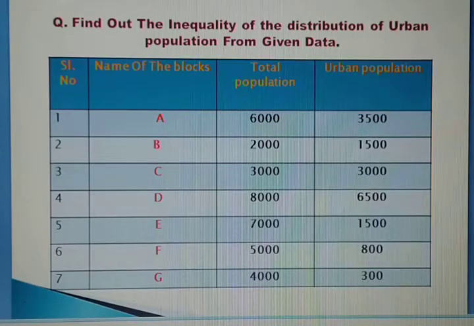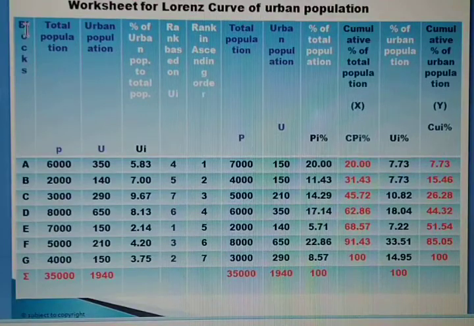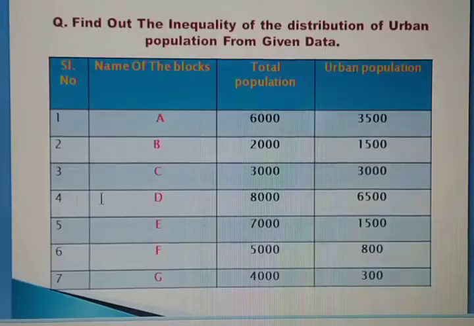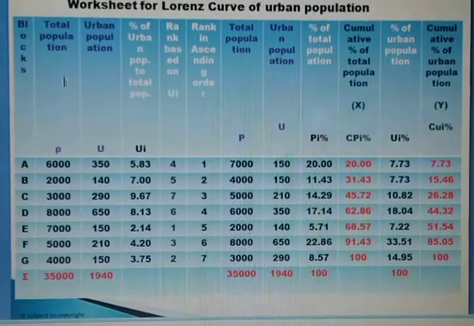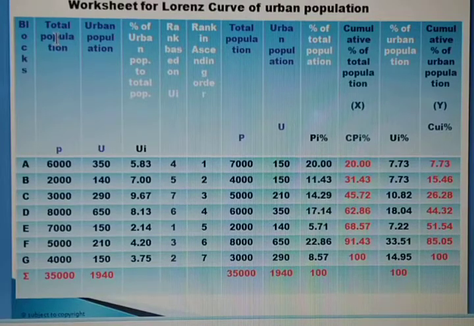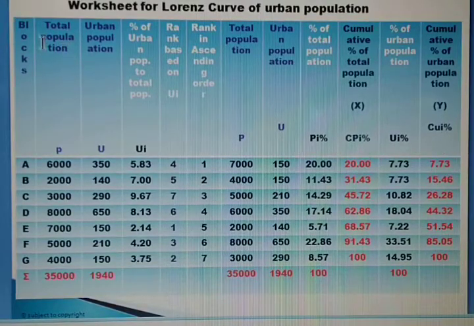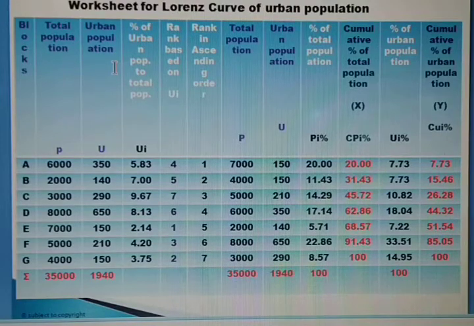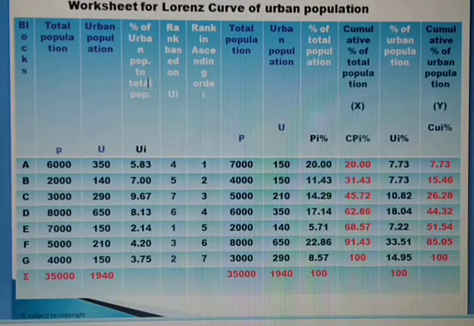Now how to find out this Lorenz curve? These 3 columns, blocks, total population and urban population, are already given in our question, so I have just copied them here. After that, the percentage of urban population to total population. You can find the Lorenz curve after calculating this percentage, but some problems may arise, like it may cross the line of equality. To avoid such problems, you can find it this way.